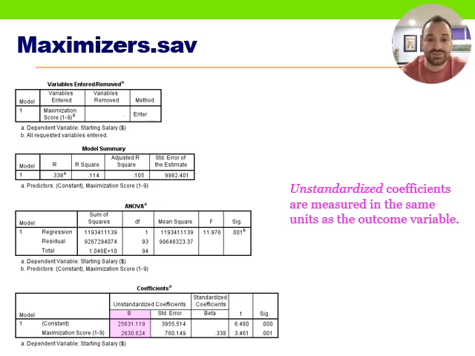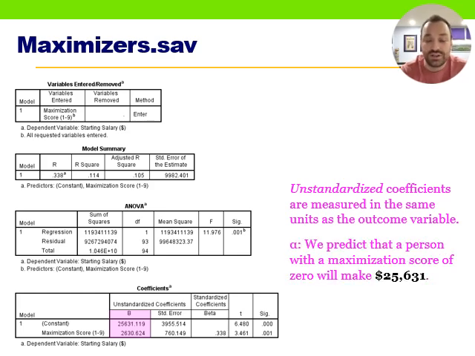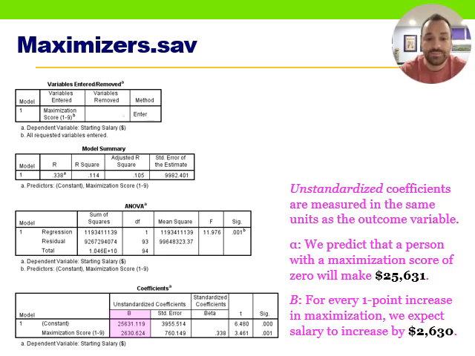As we saw last week, alpha is the predicted value of y for a person with an x score of 0. In this case, having an x score of 0 would mean you have a maximization score of 0. So if a person has a maximization score of 0, our best guess is that their starting salary is going to be about $25,600. Below that, we see the slope, which is positive, because we have a positive relationship here.